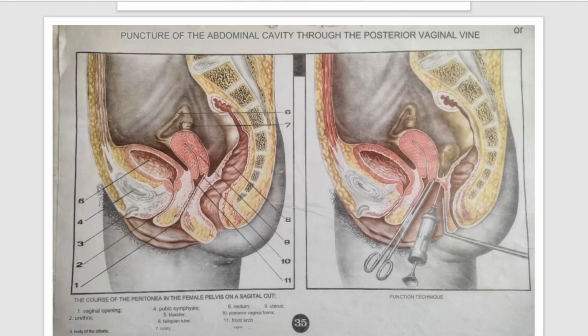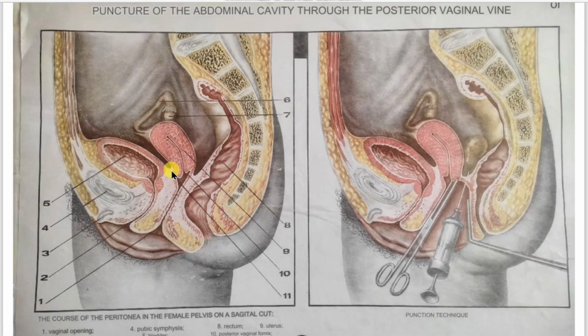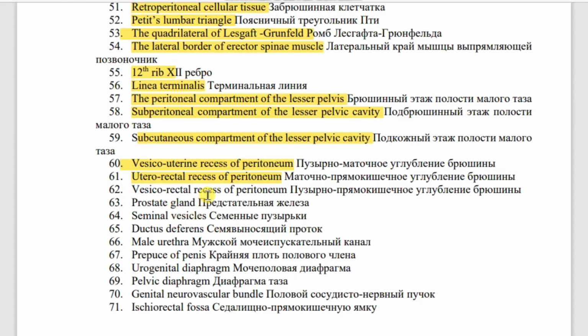Next we also have, this is also a recess, the uterorectal recess of peritoneum. Here you can have a look. This is the uterus and this is the rectum. We have to find the uterorectal recess. Okay, so here you can see this is the uterorectal recess.